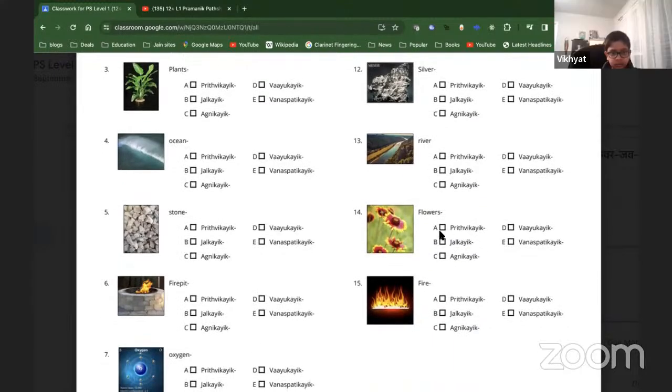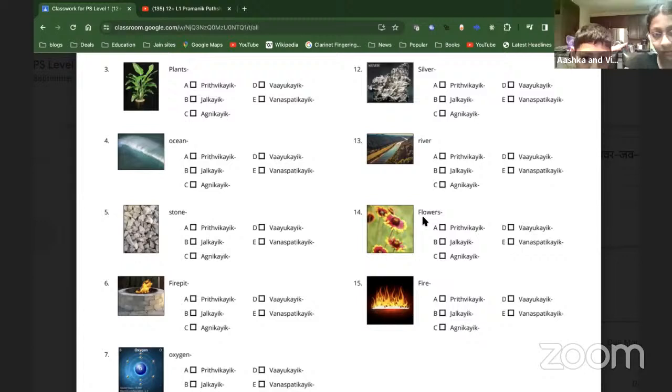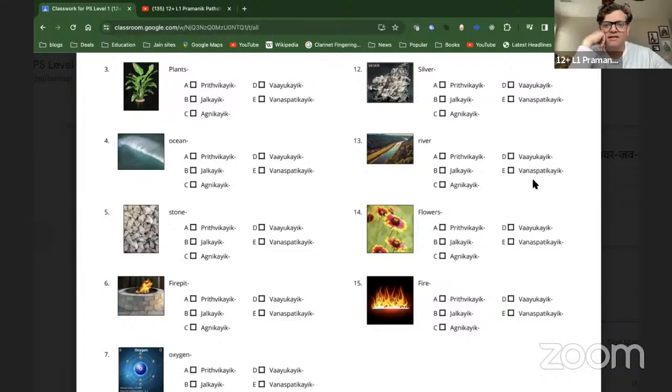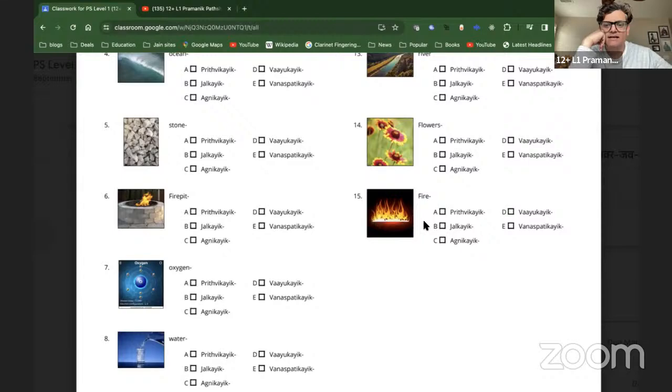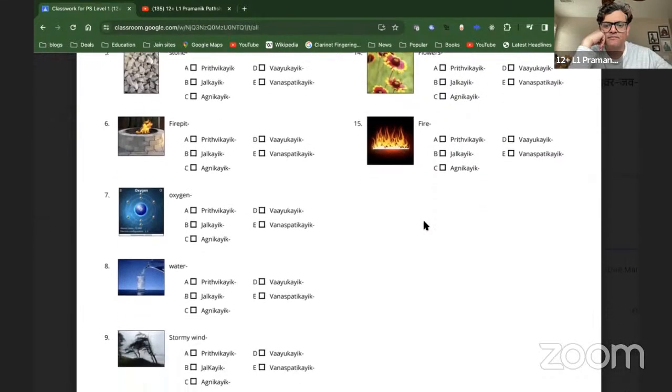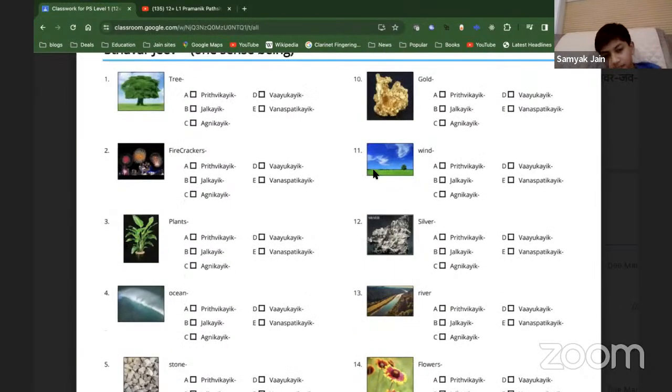Okay. How about flowers? Vivan, go ahead. Vanaspati Kaik. Okay. Good job. How about fire itself? Samyak, what is fire? Agni Kaik. Very nice. Good job, guys.